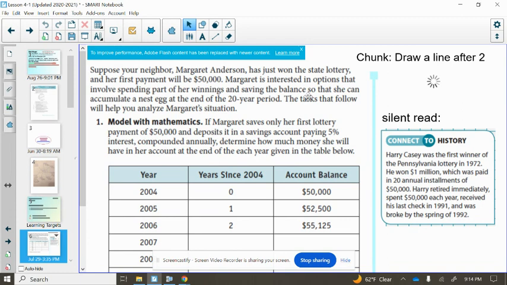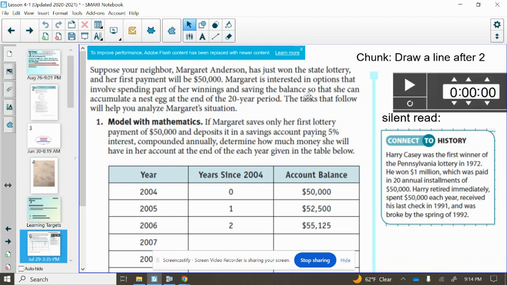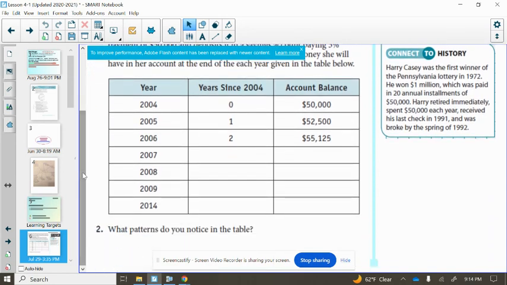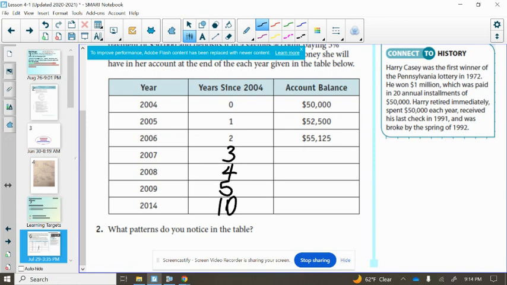So we have a neighbor named Margaret who just won the lottery, and her first payment is going to be $50,000. Now Margaret wants to invest this money in a little account that pays 5% interest over the course of a 20-year period. So if we think about years since 2004 when Margaret won, we have 0 years because 2004 is the year she won. 1, 2, 3, 4, 5, and then 2014 kind of jumps up to year 10.